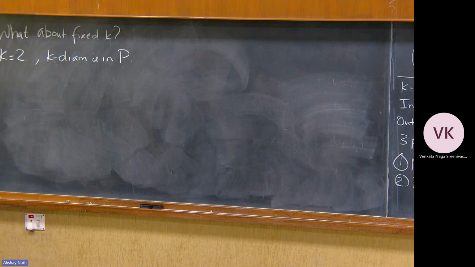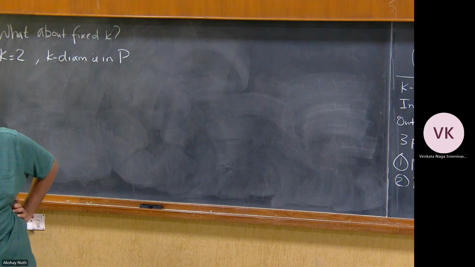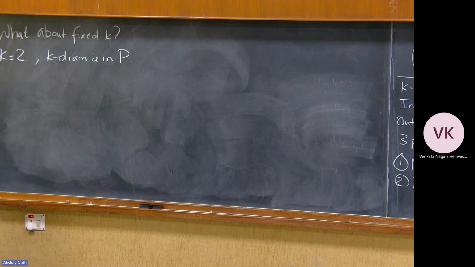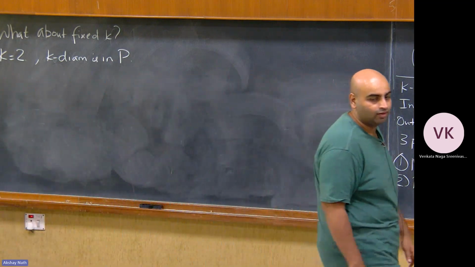How many partitions are there of n points into k parts? It's k to the n, not n to the k. This algorithm gives approximability for all metrics; it doesn't care, you just give me all pairwise distances.